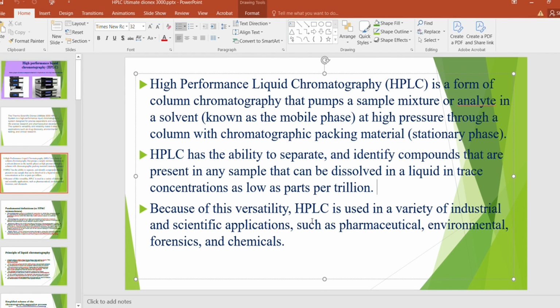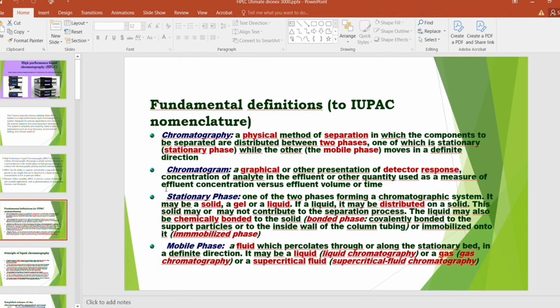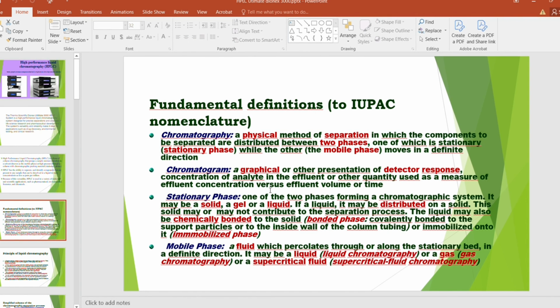Because of this, HPLC is used in a lot of fields: pharmaceutical, drug, forensic, chemicals. Now the fundamental definition: chromatography is a physical method of separation in which the components are separated and distributed between two phases, one of which is the stationary phase, that is the column, and the mobile phase is my solution. A chromatogram is a graphical representation of detector response. The detector here could be UV, PDA, IR, or a different type of detector that will detect the compound or analyte, versus effluent concentration or effluent volume or time.